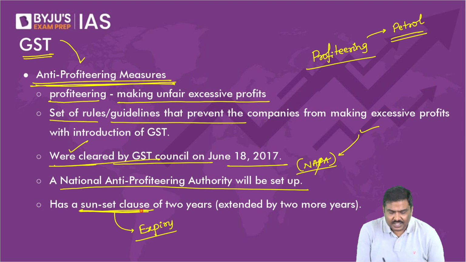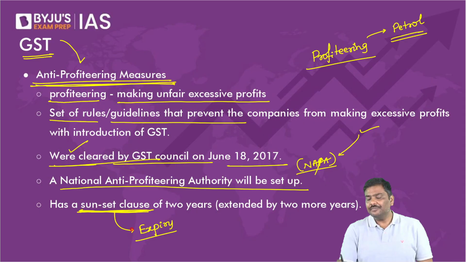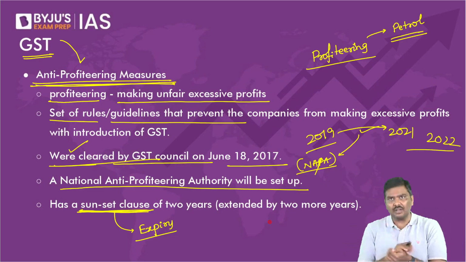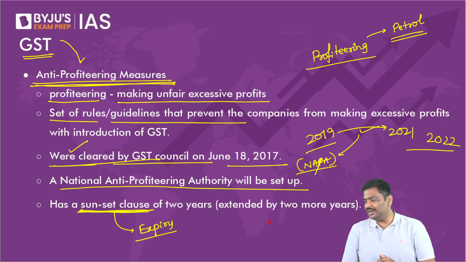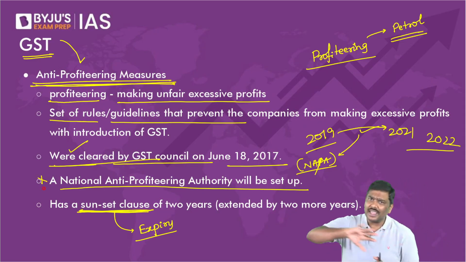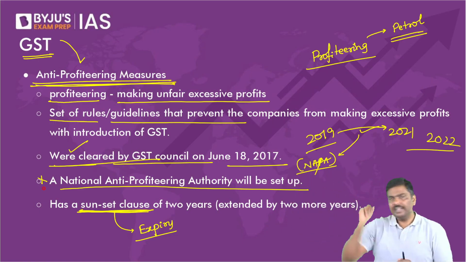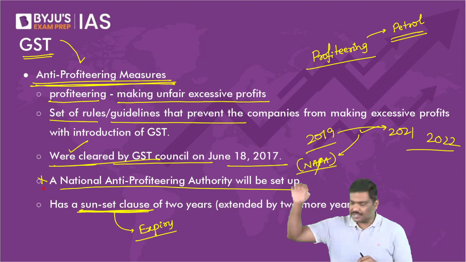That is given in the form of sunset provisions, sunset clauses. So the sunset clause for the anti-profiteering authority was 2 years, till 2019. After that, it was extended by 2 more years, to 2021. Then it was extended by 1 more year, to 2022. And the latest information that I've come across is that the Government of India wants to close the National Anti-Profiteering Authority and transfer all the cases with NAA to the Competition Commission of India.